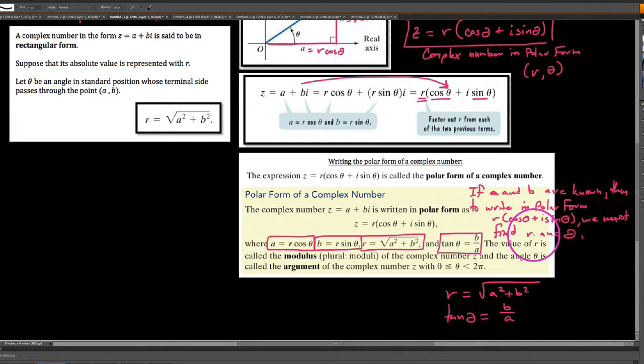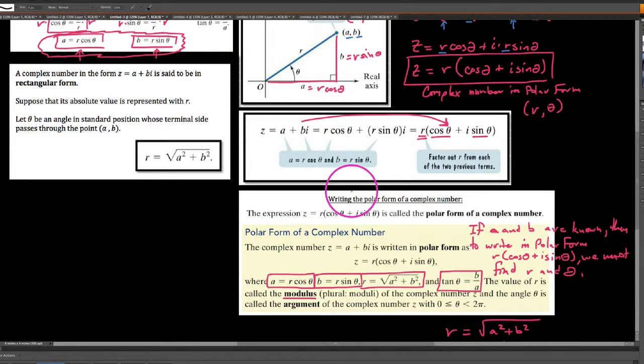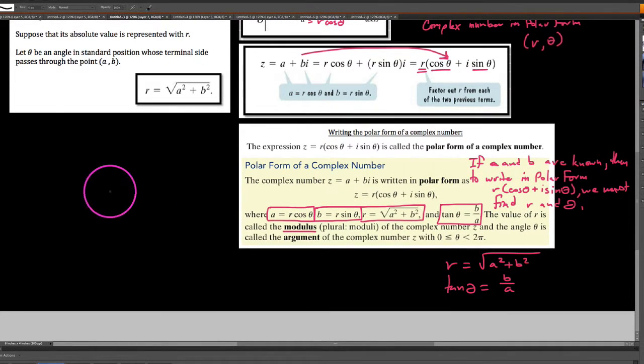Worth noting and mentioning, we say that the value of r is called the modulus of the complex number z. When we refer to the modulus, the modulus here is this value of r. Remember that r is the distance from this complex number back to the zero point. So that is also the absolute value of our complex number. Let's make a little note here. The modulus is the same thing as the absolute value of our complex number. And then our angle here, we're going to assume that our angle will always be some positive angle.